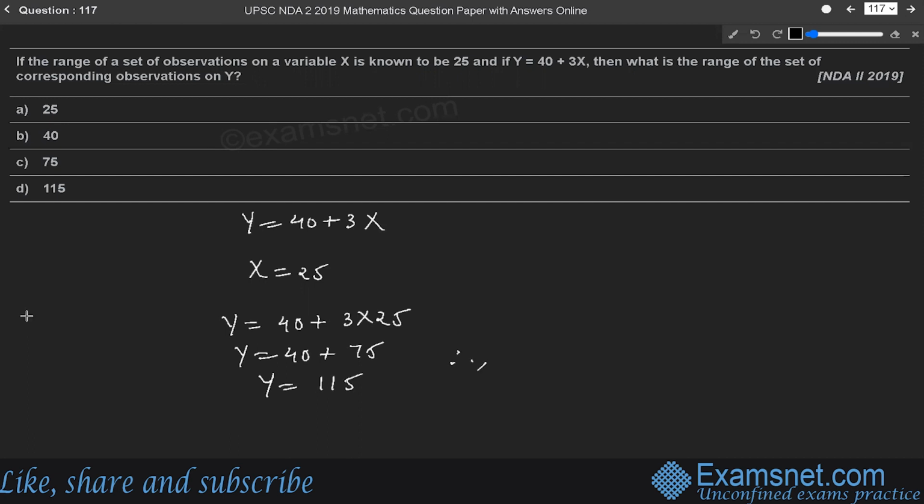Therefore, the required difference will be 115 minus 40. So it will be equal to 75. Hence, we can say that the correct option for this question is option number C, which is 75. I hope this question is clear to you.